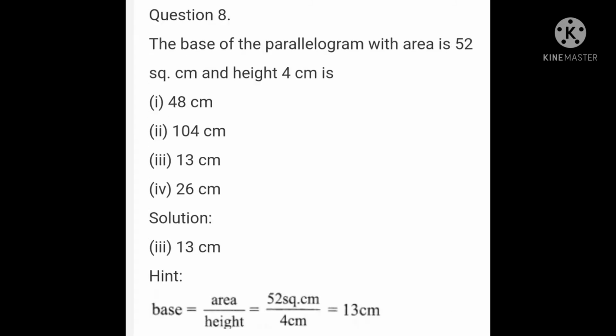Eighth question, the base of the parallelogram with area 52 square centimeter and height 4 centimeter is. Here you know the formula, area is equal to base into height. Here we are going to find base, so just keep it on the left side and remaining area by height you have. So just substitute the values, 52 by 4, and cancelling this by 4 table, 4 1s are 4, and 52 will be 13 times. So the answer is 13 centimeter. Here third one is your answer, third option.